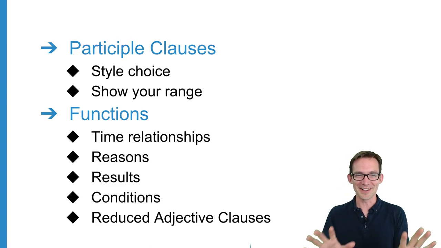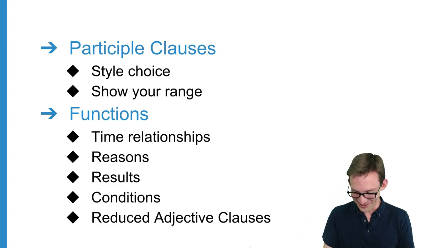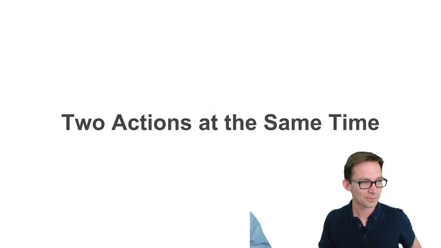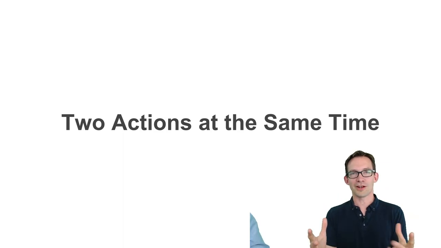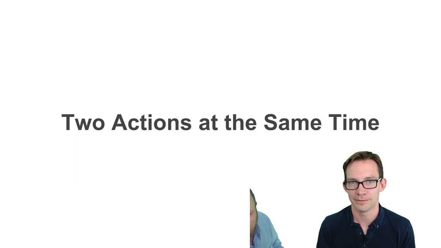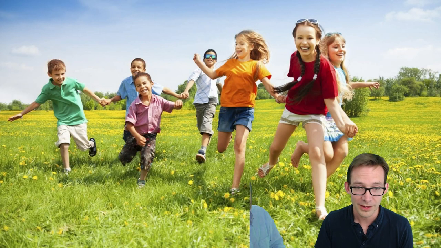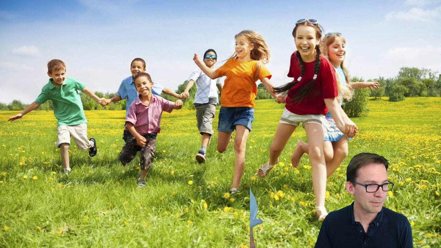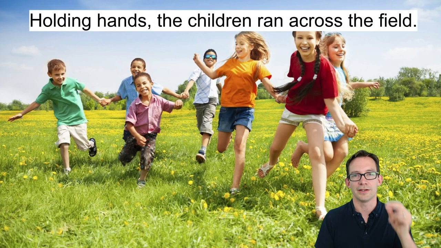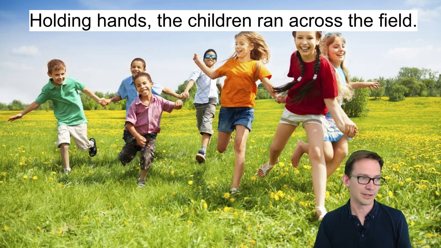Don't worry about that. So, the functions of the participle clause. Okay, so functions. We use participle clauses to show two actions happening at the same time. Okay, two things happening at the same time. Look at these beautiful, happy children here, okay? Holding hands, the children ran across the field.